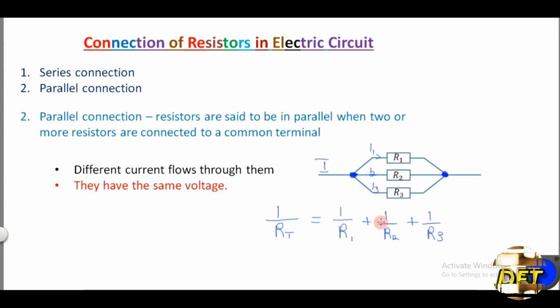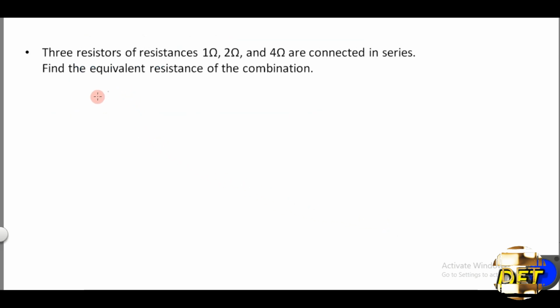Let's take examples to illustrate this. Three resistors of resistance 1 ohm, 2 ohm, and 4 ohm are connected in series. Find the equivalent resistance. When resistors are connected in series, what does that mean? It means that they are connected end to end.